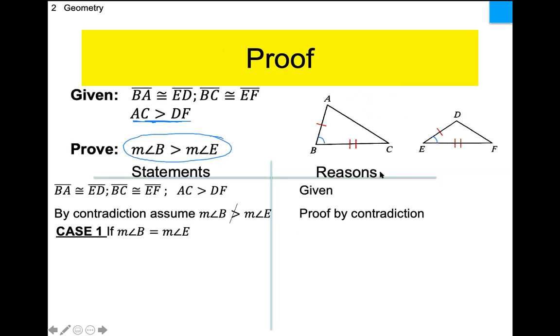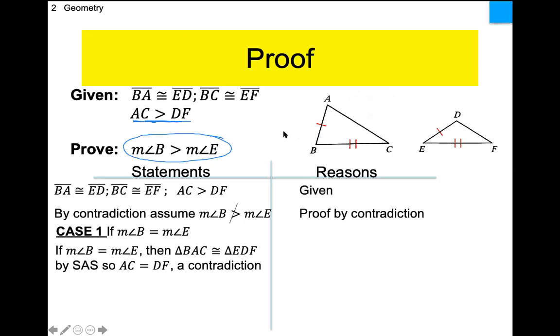Well, if you notice, immediately we got an SAS. And if we have an SAS, then that means that this side by CPCTC is congruent to that side, and that can't be true because in the given it says that AC is bigger. So the reason why case number 1 is false is because it would make the two triangles congruent. And if the two triangles are congruent, then CPCTC would say that AC is congruent to DF. And that can't happen because of the given.